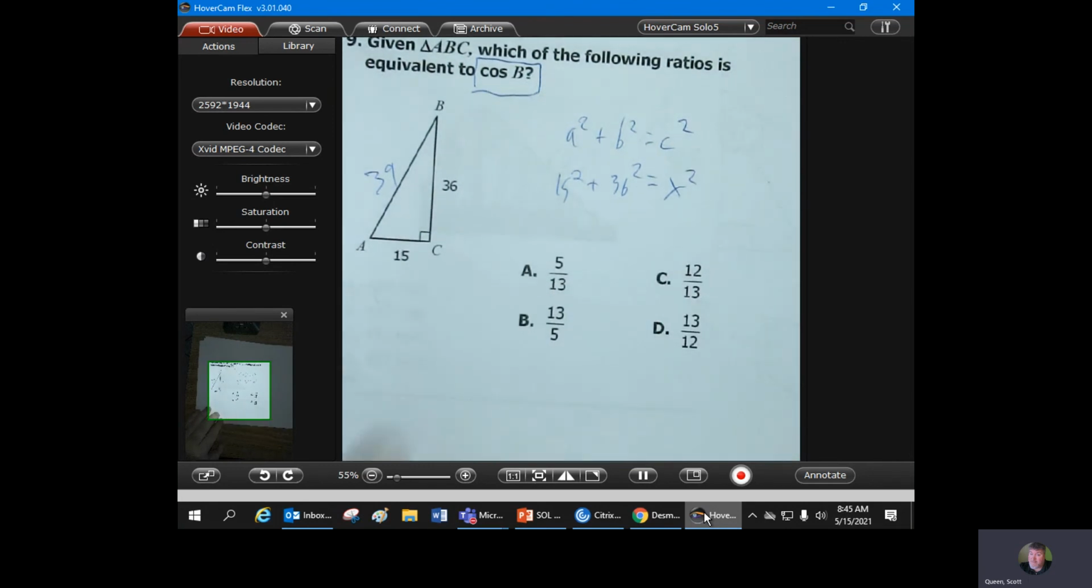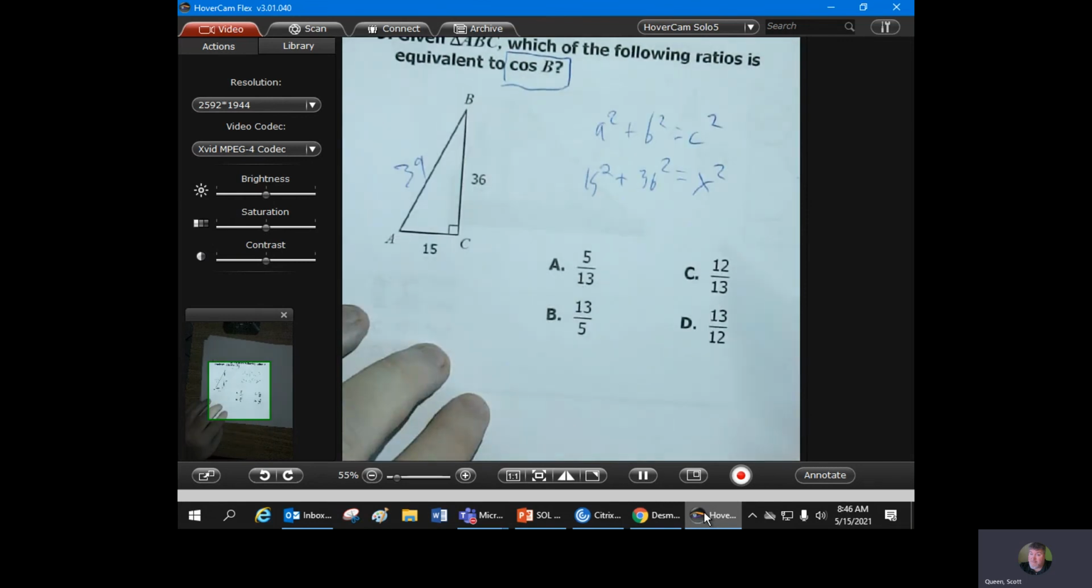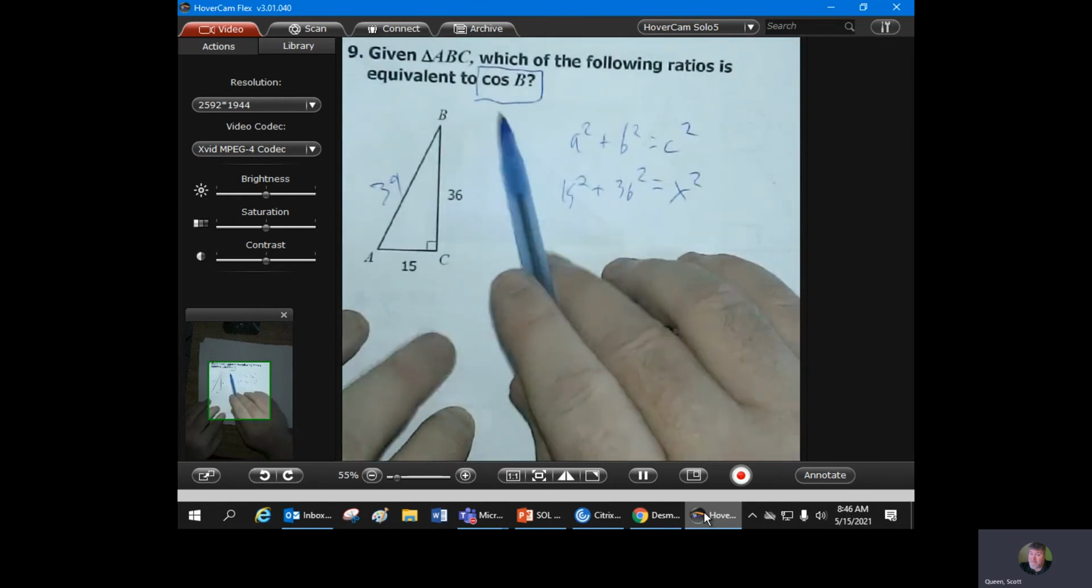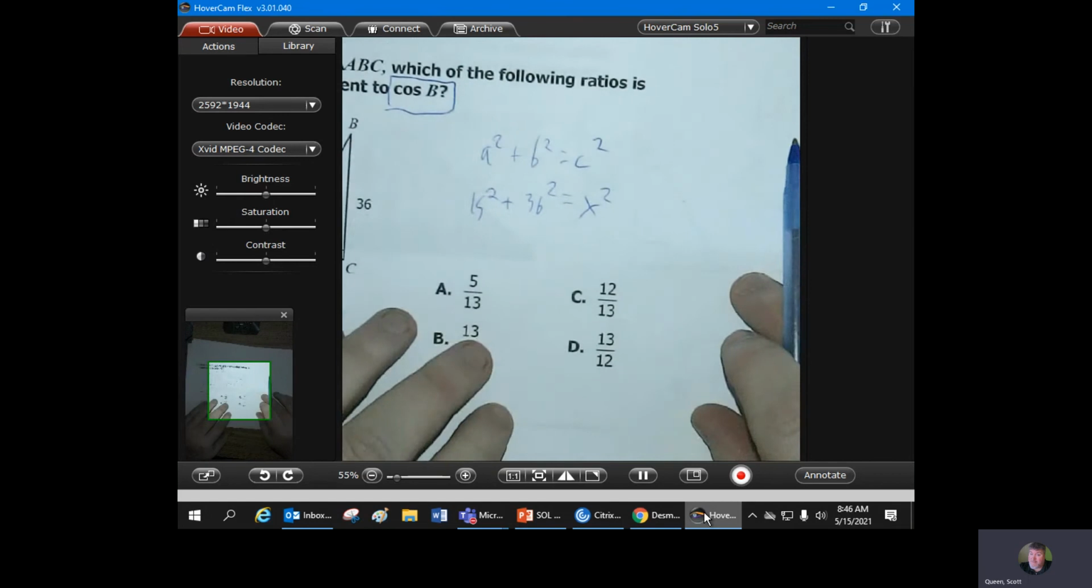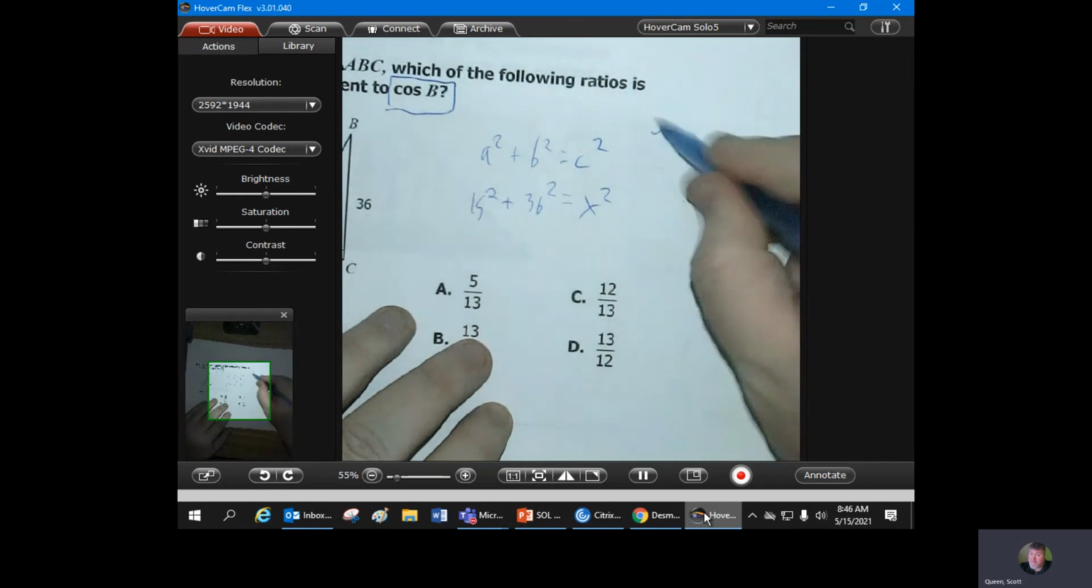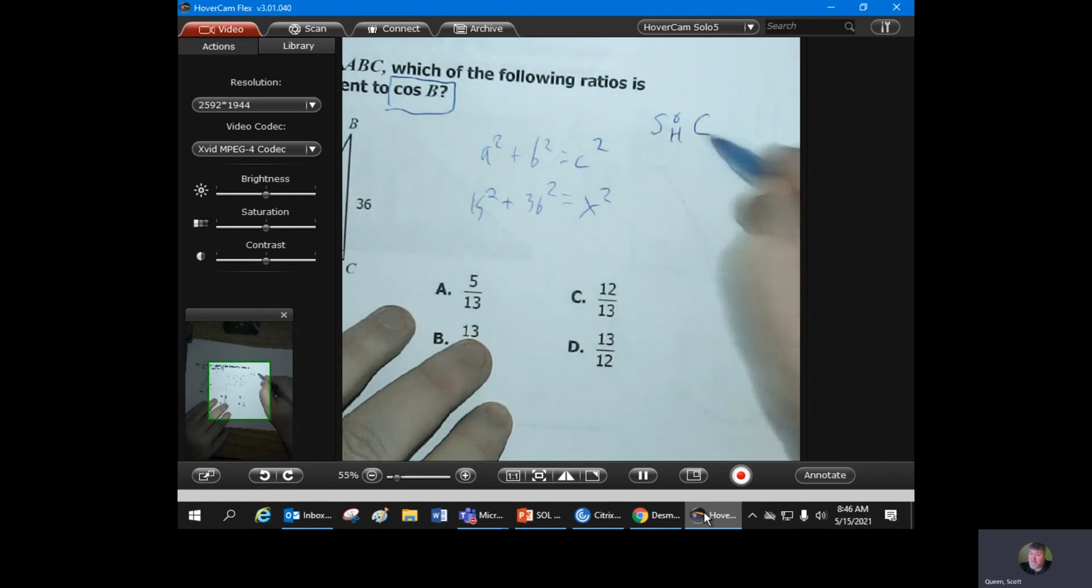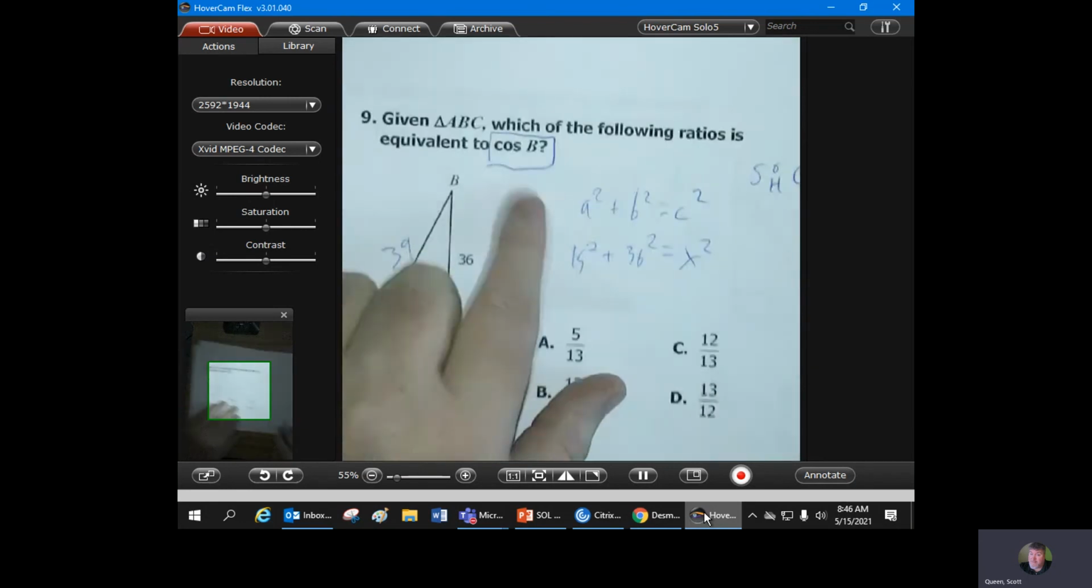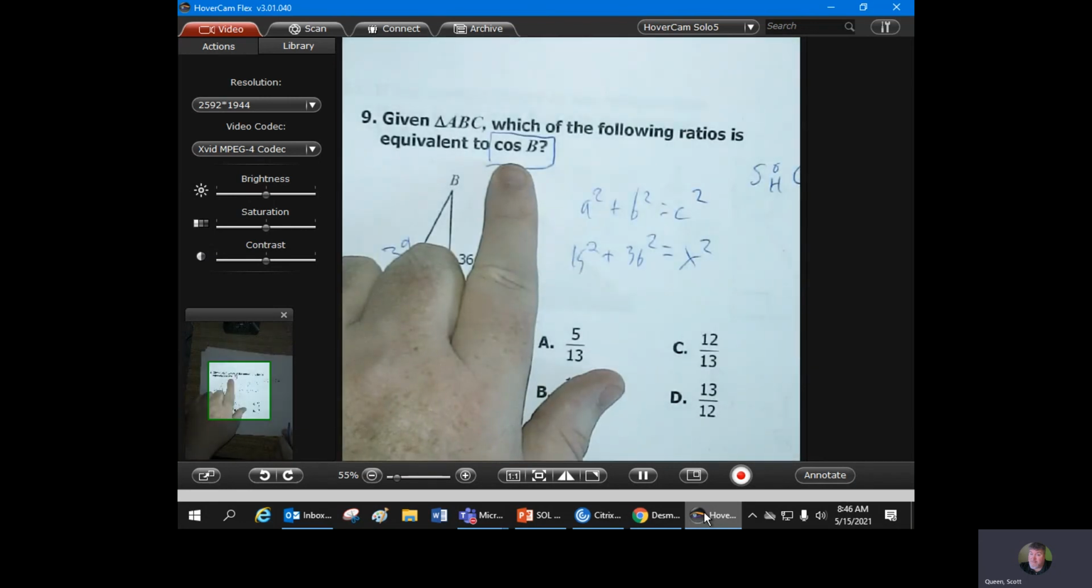Does that make sense? Okay, so we're looking for ratios. If you look at your answers, we got these fractions here. So we're looking for cosine of B. Again, you got to know what that means. Don't forget, it's on your formula sheet, SOHCAHTOA. So I'm going to write it here again real quick. SOHCAHTOA. That's how I like to write it. They said cosine of B.